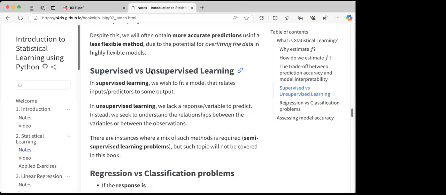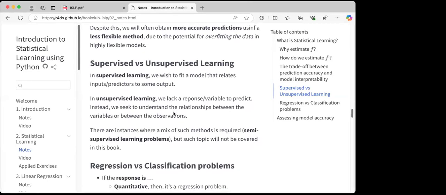So the opposite is when we use restrictive models. Then you see that the variance is low, but we have a high bias because of the inflexibility of the model. Yeah, so you're right.